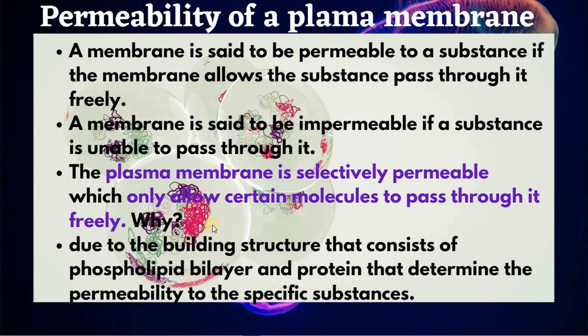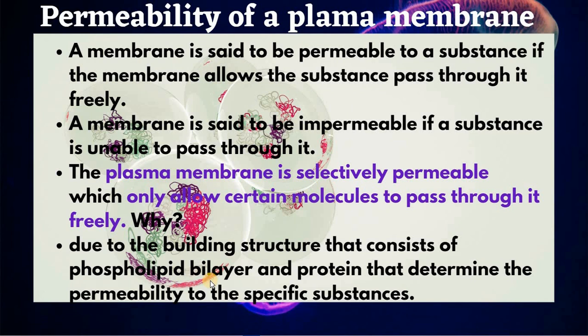Why is the plasma membrane selectively permeable, only allowing certain molecules to pass through it freely? Due to the building structure that consists of phospholipid bilayer and protein that determine the permeability to specific substances. Because the plasma membrane consists of what? Phospholipid bilayer and protein. So these two building structures will determine the permeability of certain substances. That is referred to as the permeability of a plasma membrane.